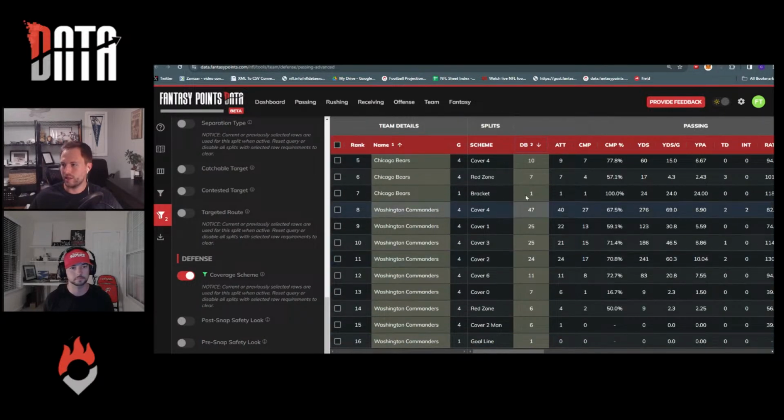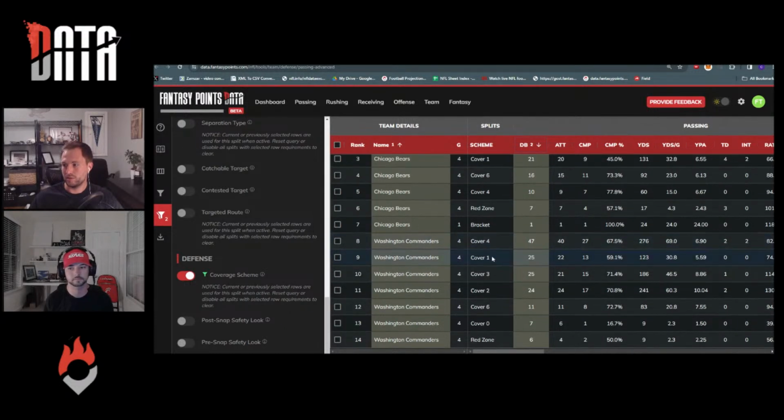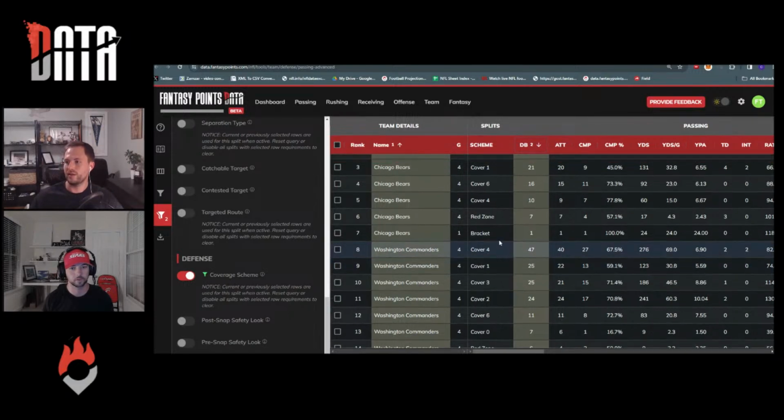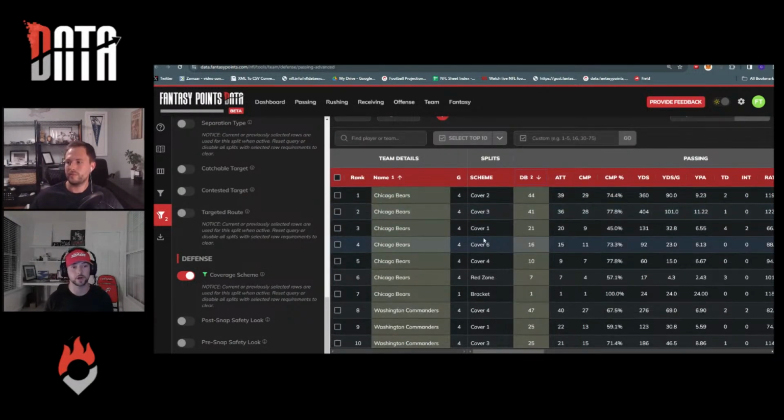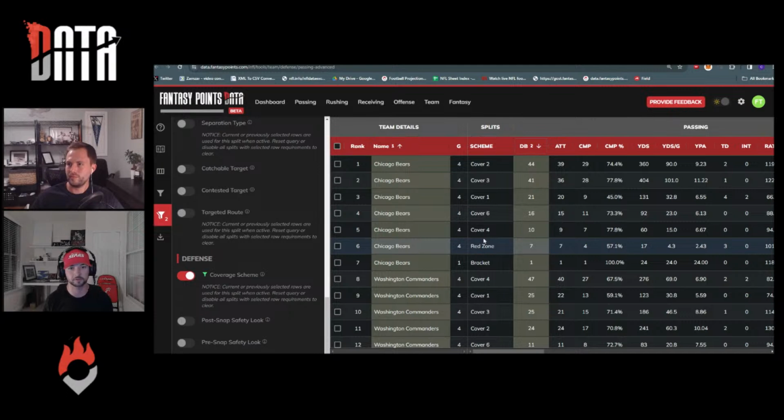On the other side, the Commanders are playing a lot of cover 4, but then basically everything else is split. Cover 1 is, like I said, man. So Fields could see some man defense for sure. Yeah, which is obviously great for his fantasy prospects.